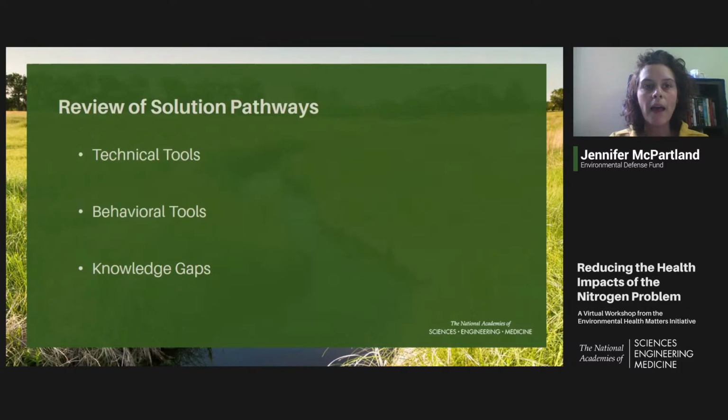So we'll have some discussion first on technical tools that may be available or are available to address the nitrogen challenge. We'll then talk about leveraging behavioral tools to include both market policy and related types of interventions. And then lastly, as Alina was indicating during her remarks, we'll spend some time talking about the key knowledge gaps that we can be working to address as we move forward in implementing solutions.